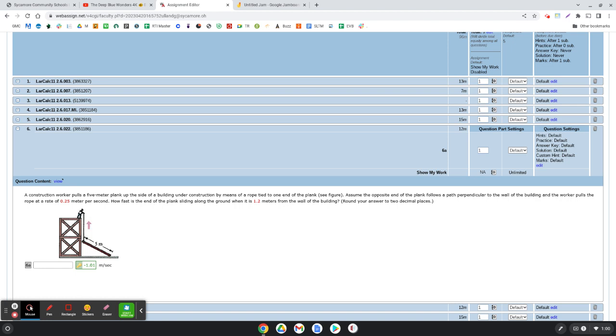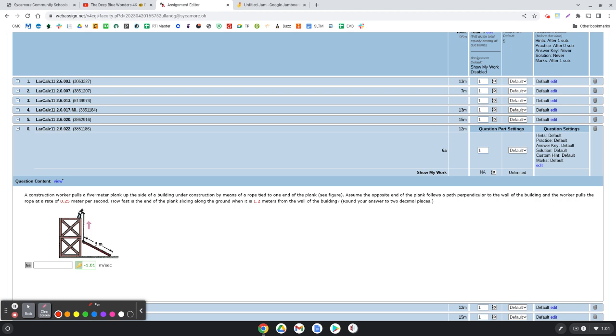Okay, so here we got a 5 meter plank being pulled up the side of a building. Assume that's just kind of like getting through some science stuff, but it says it's pulling the rope up at a rate of 0.25 meters per second. Do you have any idea what that means? Yes, like notation in calculus.